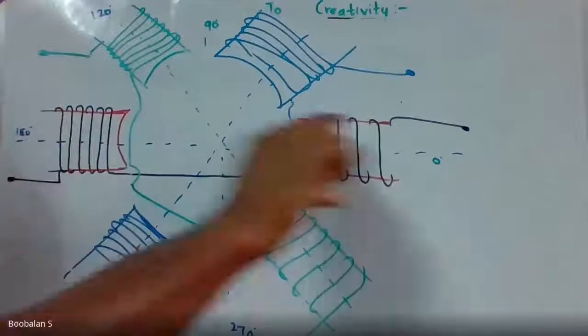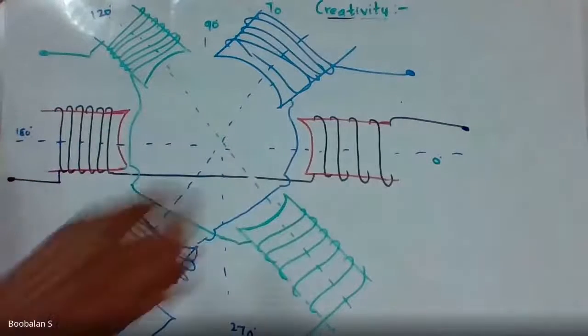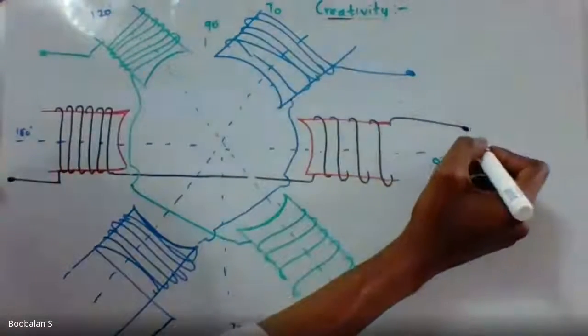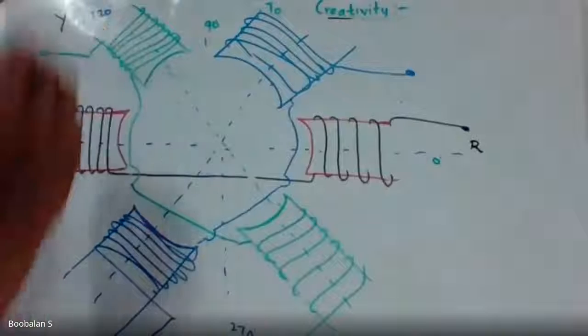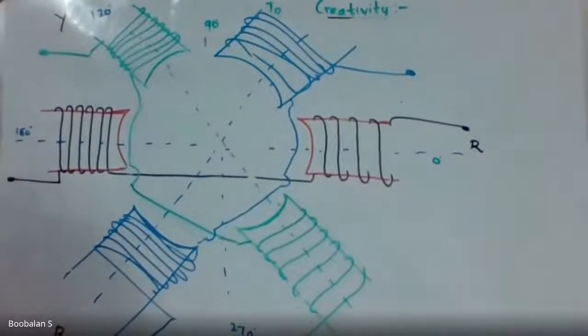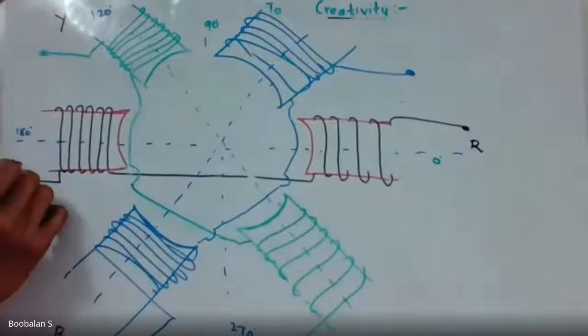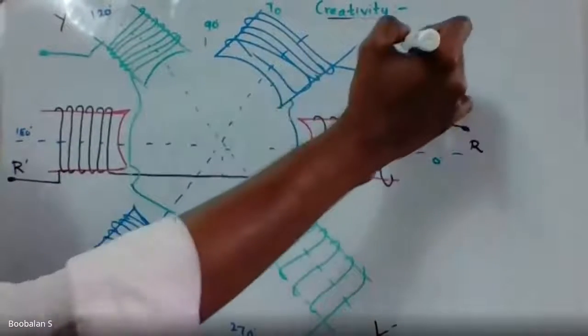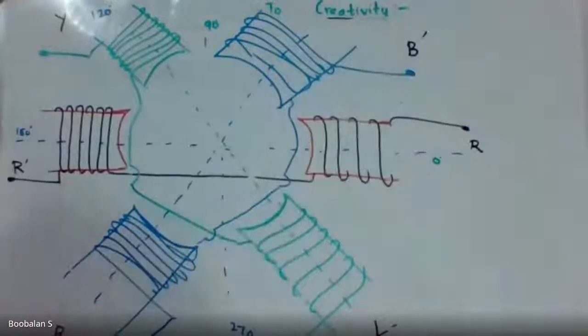So this is called one pole pair at 0 degree, and one more pole, green color, is called B phase. We'll just name them R phase, Y phase, and B phase. We name it as RYB. So R dash, Y dash, and B dash, right? We call it like this, right?